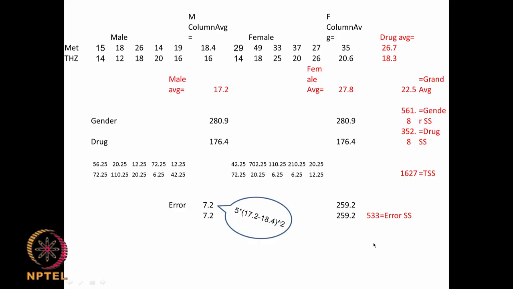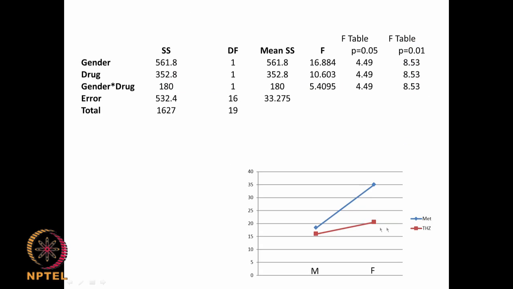So, we know the grand average, we know the gender sum of squares, we know the drug sum of squares, we know the total sum of squares. So, the error sum of squares is also known. If I subtract the error sum of squares, drug sum of squares, and gender sum of squares, I should be able to get the interaction sum of squares. Do you understand? So, we go to the ANOVA table.